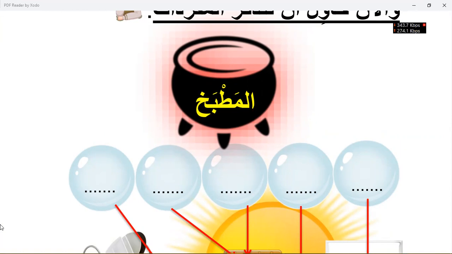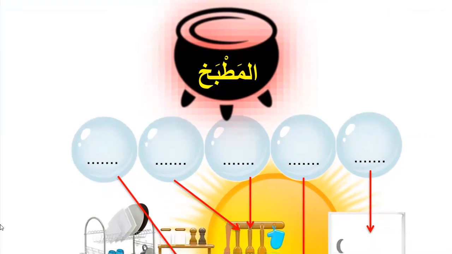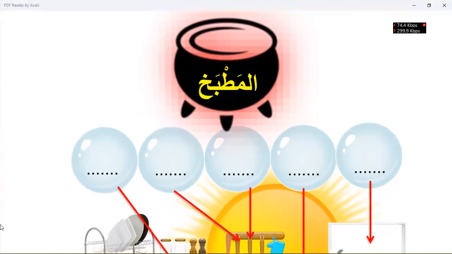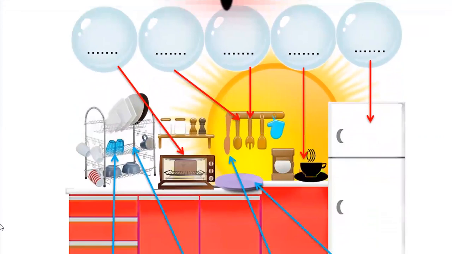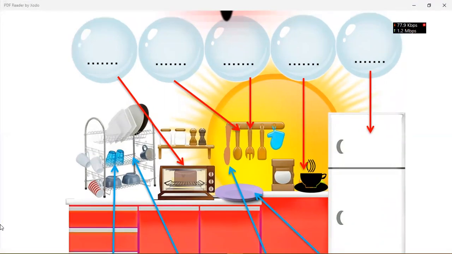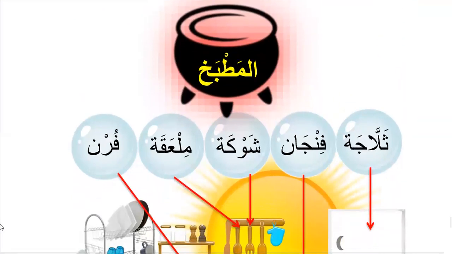Okay. Matbakh, kitchen. Good. Good. Thalaja, fridge. Good. Cup. Finjan, okay. Finjan.